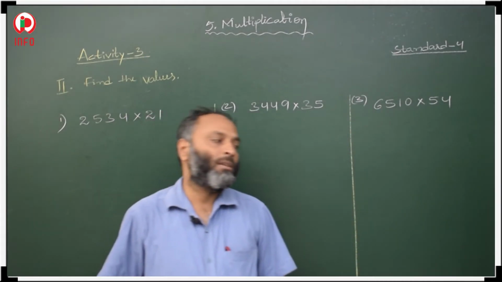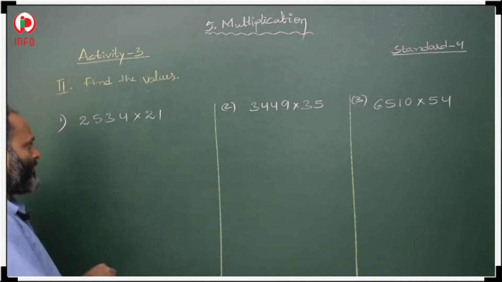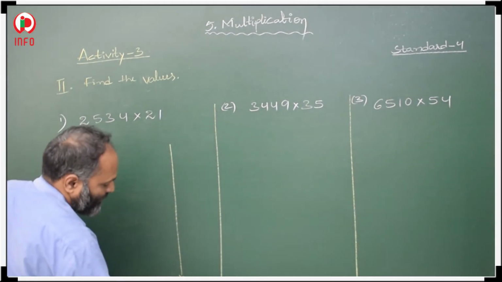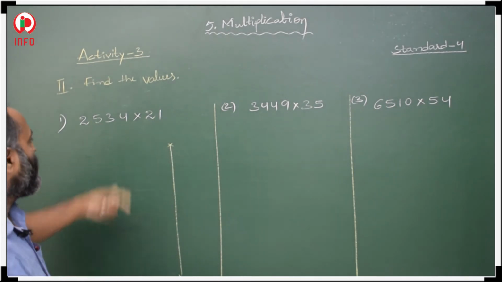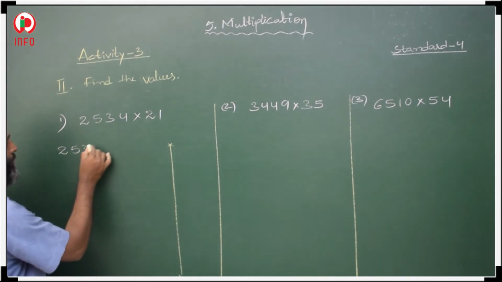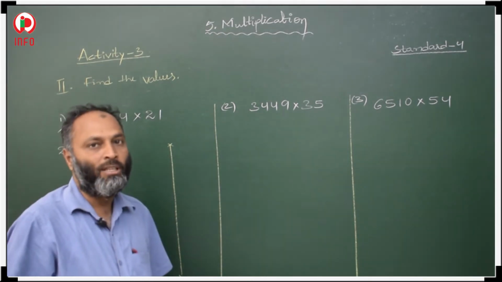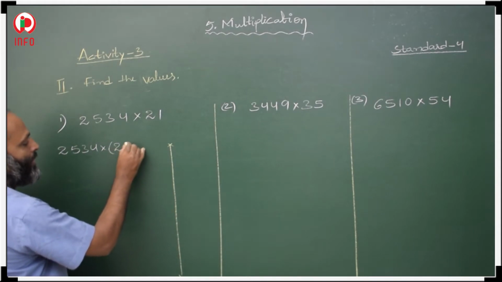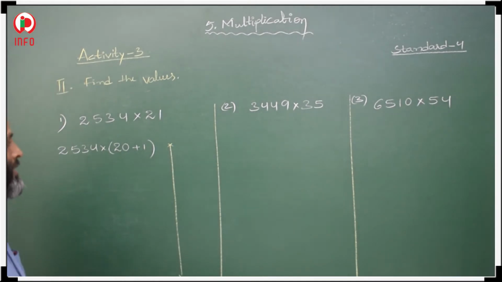In this bit it is the same, but here we have 4 digits. Whenever multiplication is there, first you prepare your rough column. So this is your rough column. Now what is our question? 2534 into 21. How to write this 21? 21 is nothing but 20 plus 1.